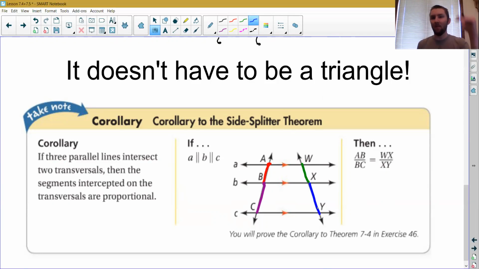Okay, and so the pieces on the left as a ratio are equal to the pieces on the right as a ratio, as long as those three sides are parallel. So again, this is just an extension of the side splitter theorem, taking the top of that triangle and just opening it up.